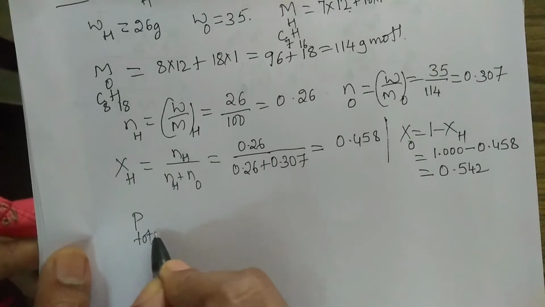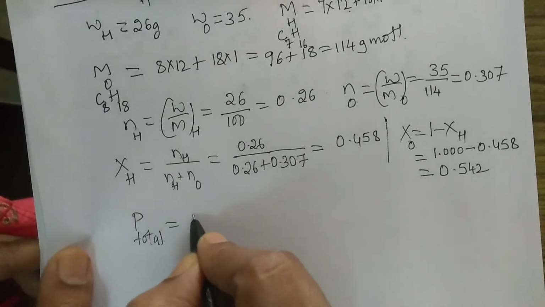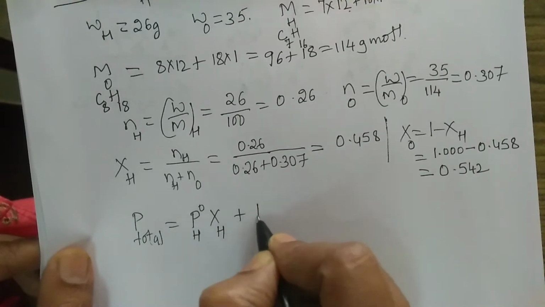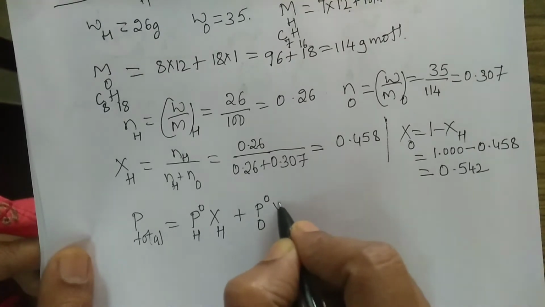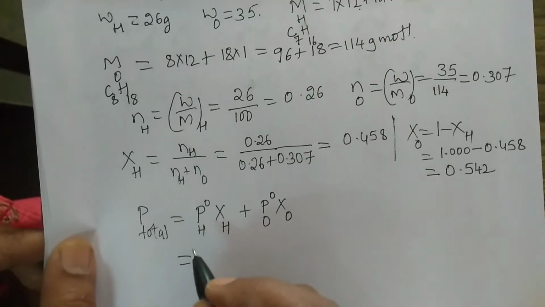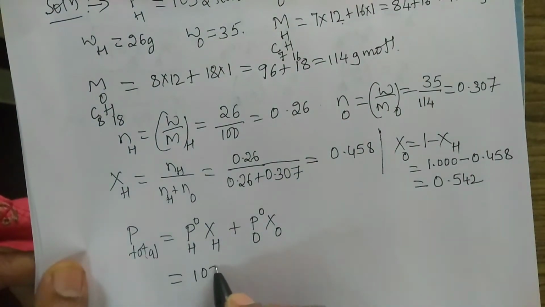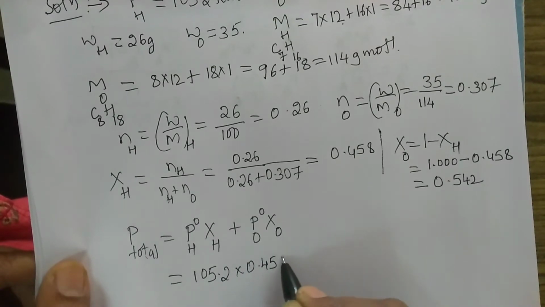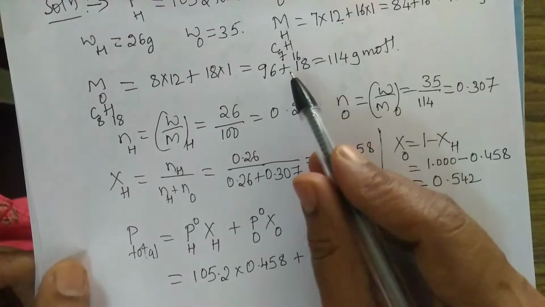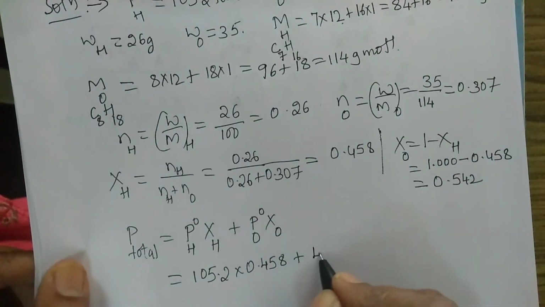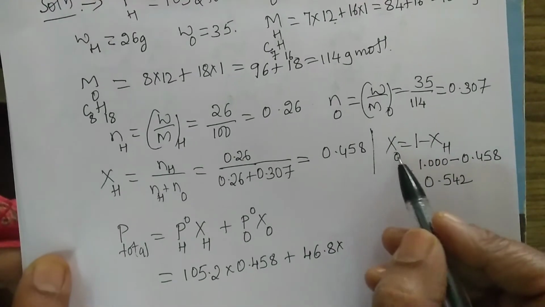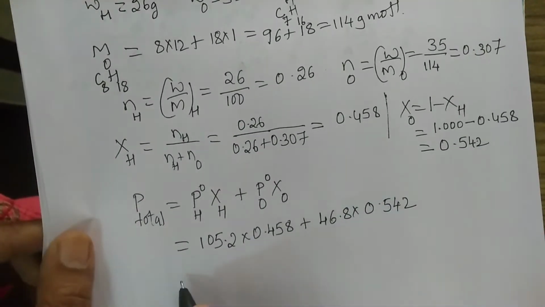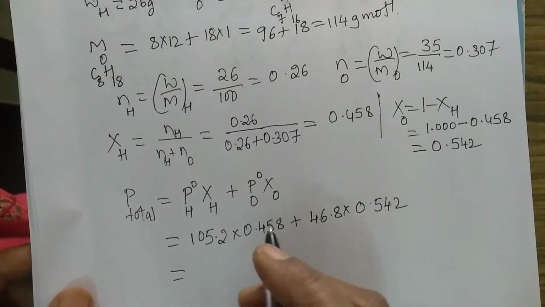Total pressure is equal to the vapor pressure of heptane in its pure form into the mole fraction of heptane, plus the vapor pressure of octane into the mole fraction of octane. That is equal to the vapor pressure of heptane, 105.2, into the mole fraction we have just now calculated, 0.458, plus the vapor pressure of octane they have given, 46.8, into the mole fraction of octane, 0.542. Now you pause the video and you will have to calculate.